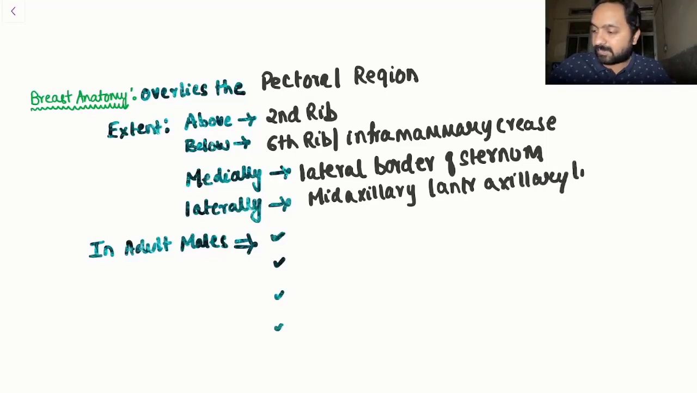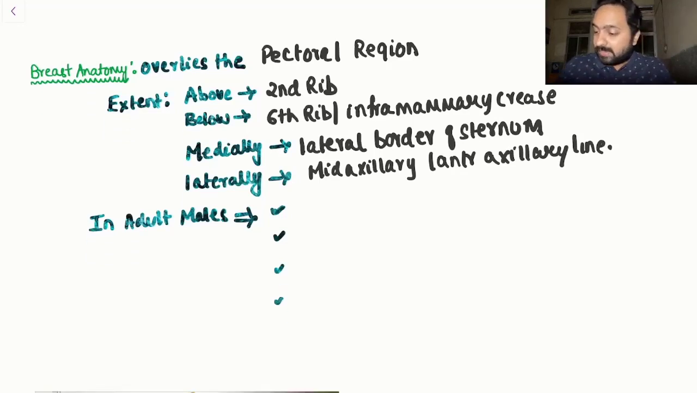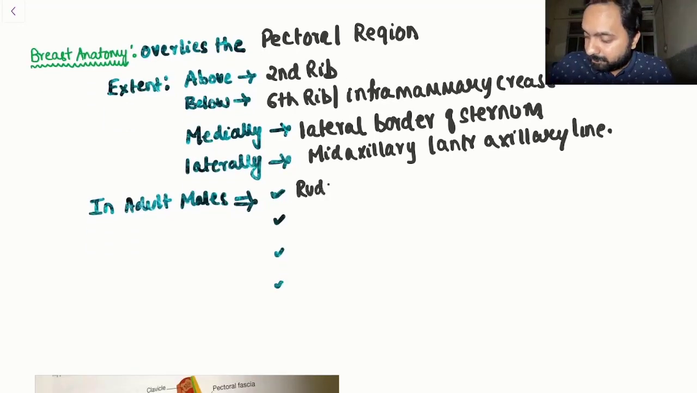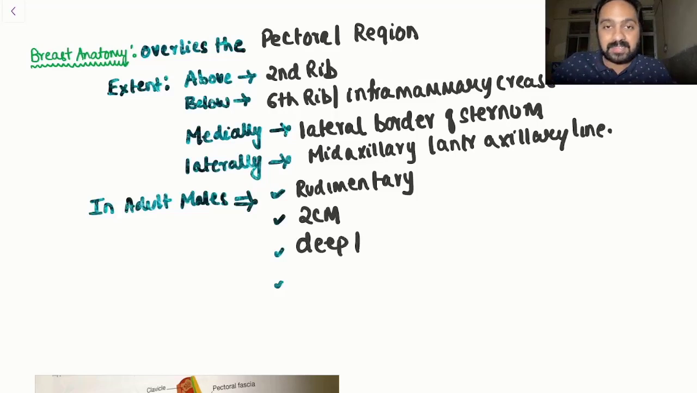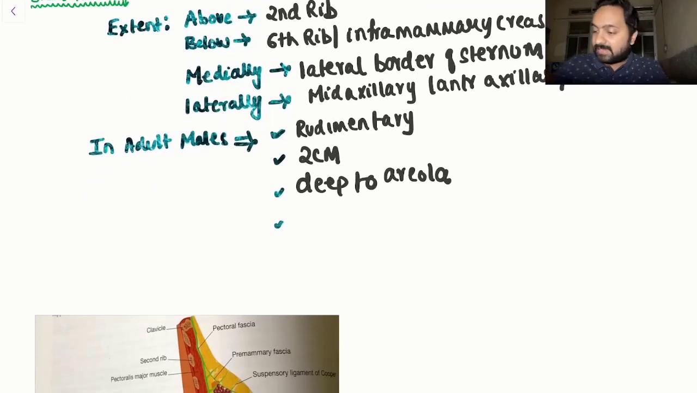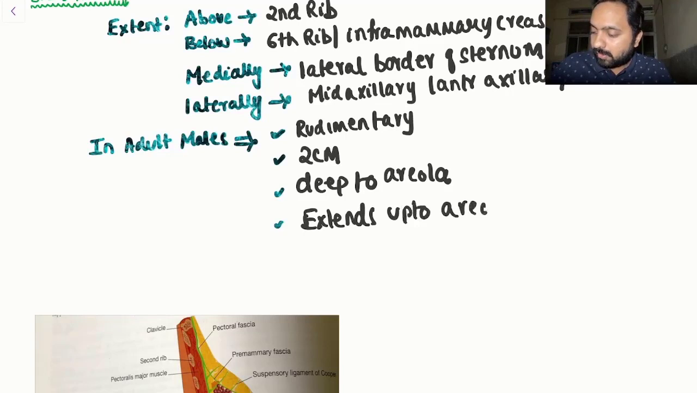Now what about in adult males? In adult males it is rudimentary, a size of approximately 2 centimeter. It lies deep to your areola and it extends up to your areolar margins.